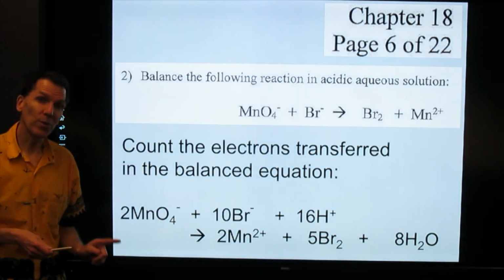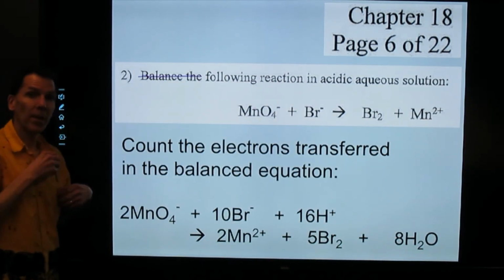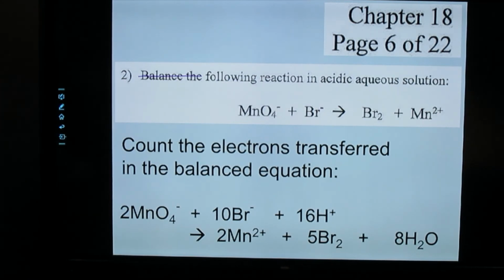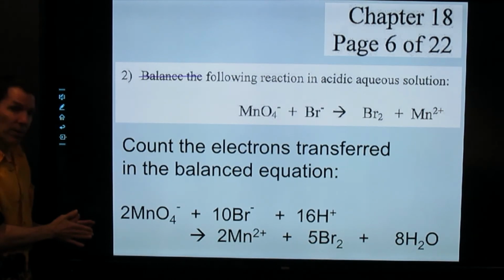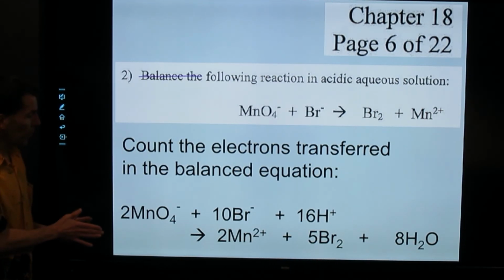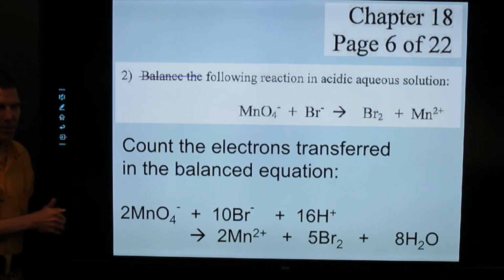So what I want you to do, instead of trying to balance this, is copy that down and work on practicing counting the electrons transferred. That's a more important skill for us when we do batteries. And so that's the balanced equation. Pause your video, copy that down, and try to be able to count the electrons. You don't have to worry about balancing these.